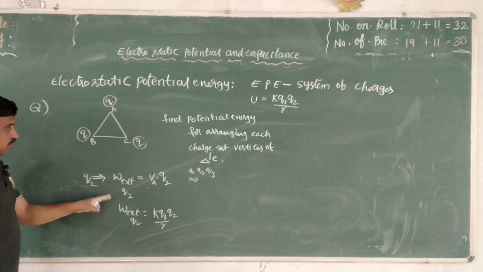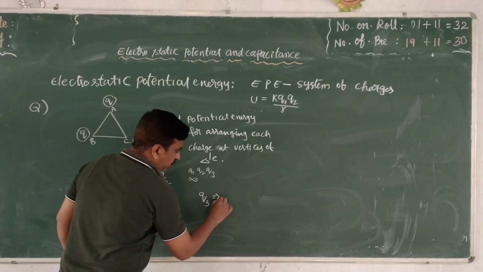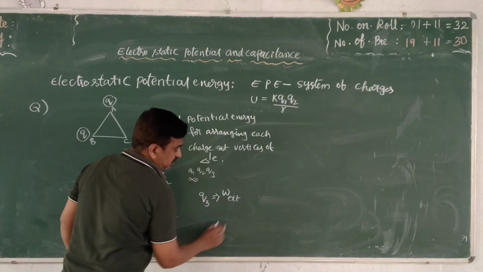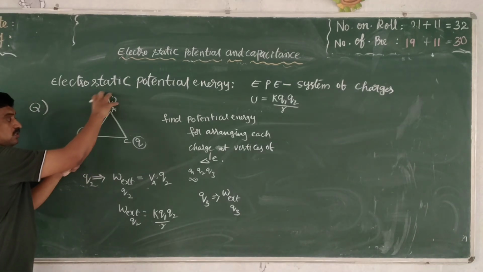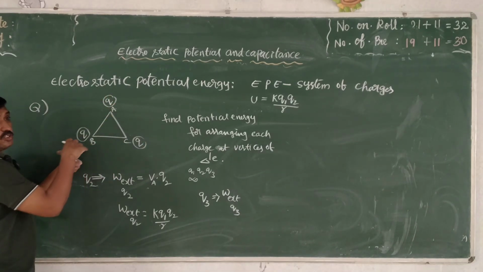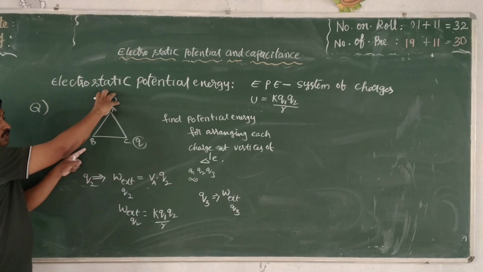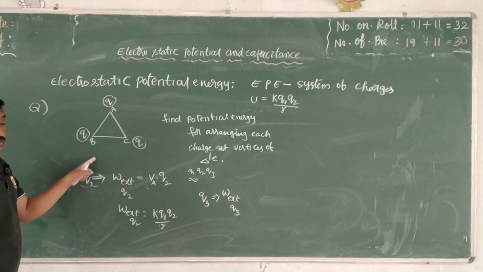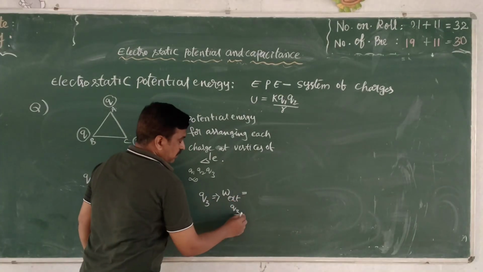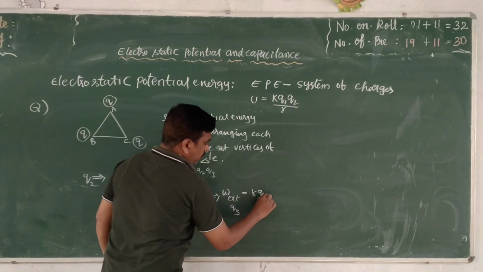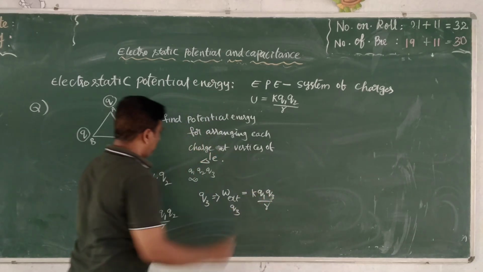Now for arranging the q3 charge, consider the work done by the external agent in arranging q3 at position B. Here there is some potential due to q1 and some potential due to q2, so two works are done. The work done by the external agent is the potential due to each charge times this charge. So we write k q1 q3 by R, where the distance is R.